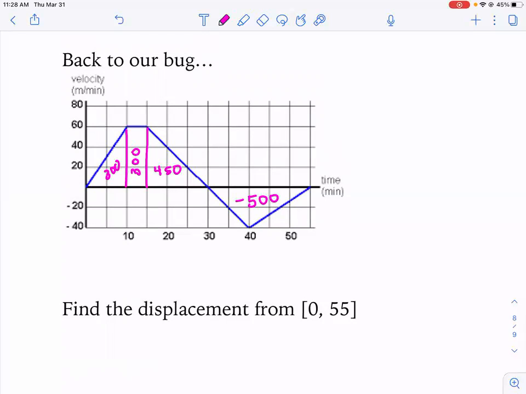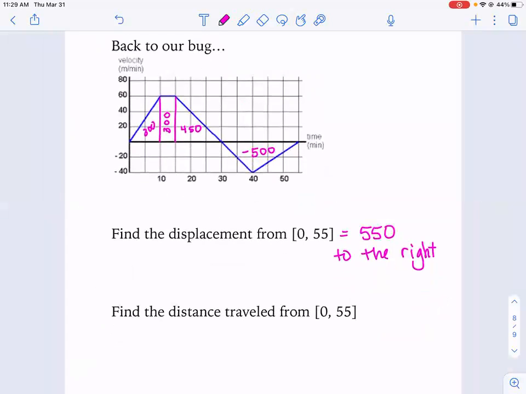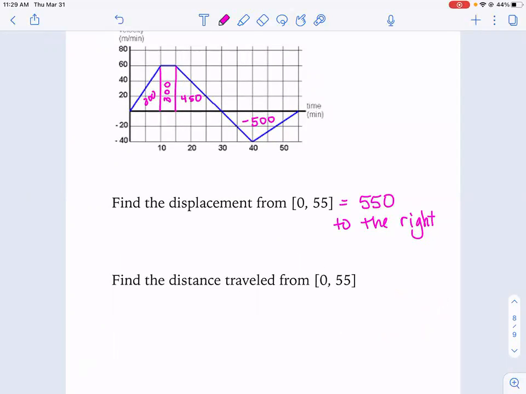So for our displacement, we're going to take 1050 plus negative 500. What's our displacement? 550 to the right of our original position. Now, what about the distance traveled? We would have to take 1,050 and we would add 500.